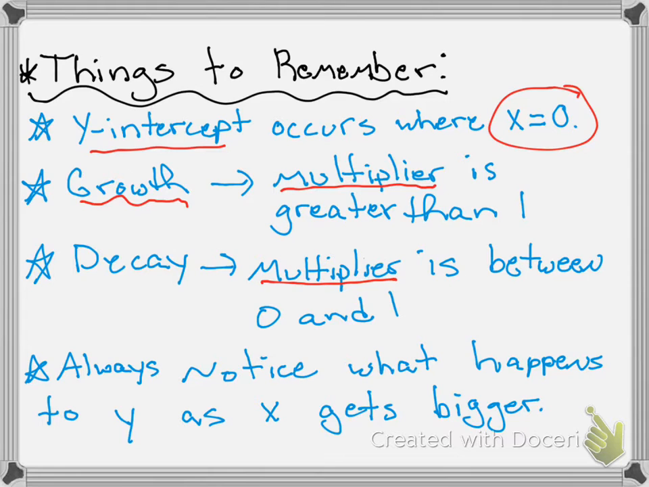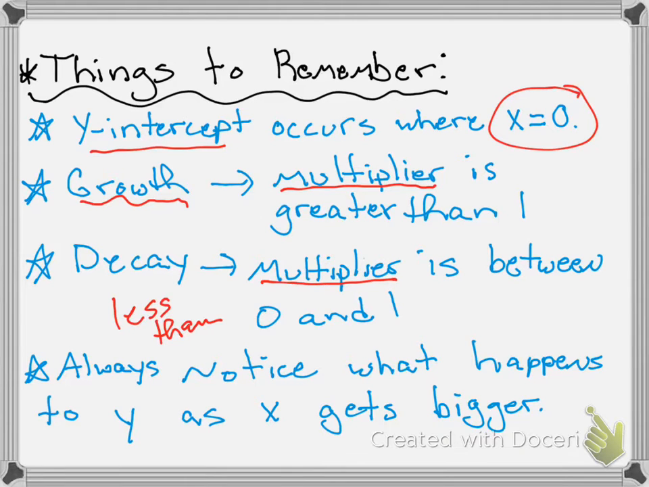You can think of it as being less than 1 if that helps, but less than 1, you've got numbers that are less than 1 that are negative. Your factor or your multiplier is never going to be negative. That's why we normally want to say between 0 and 1. But if it helps, you can think of it as being less than 1, okay? And then this last little bullet point here, always notice what happens to y as x gets bigger. We just kind of talked about that, but it is how you figure out, is the table showing growth or is it showing decay, all right?